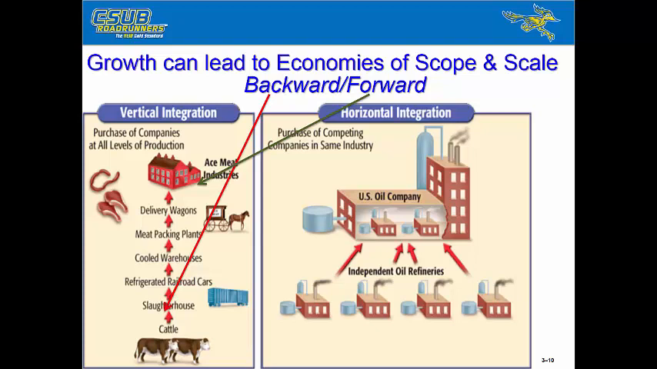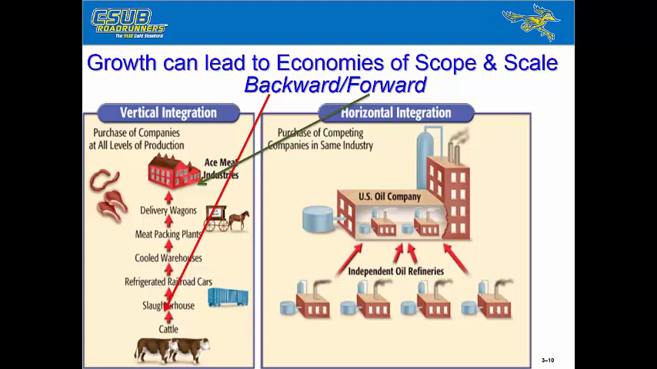There's two different ways or two different directions you can vertically integrate. You can integrate forward or backward. Forward means going towards the end consumer in the value chain. Backward means going back towards the original suppliers in the value chain. So that's vertical integration. The other type of integration is horizontal integration.